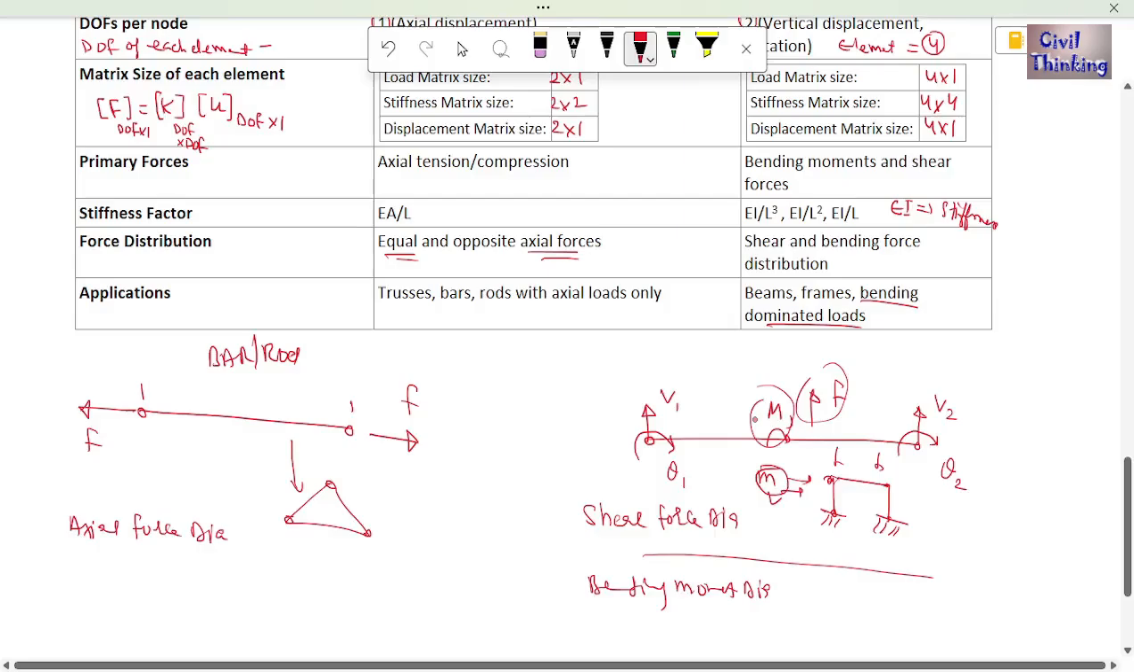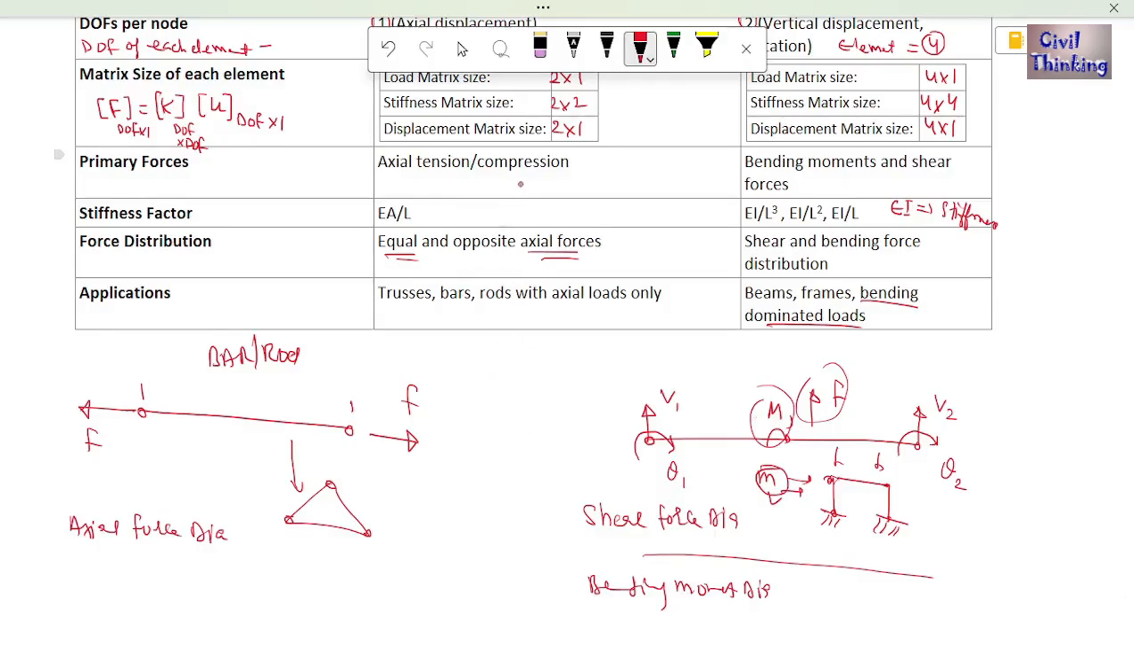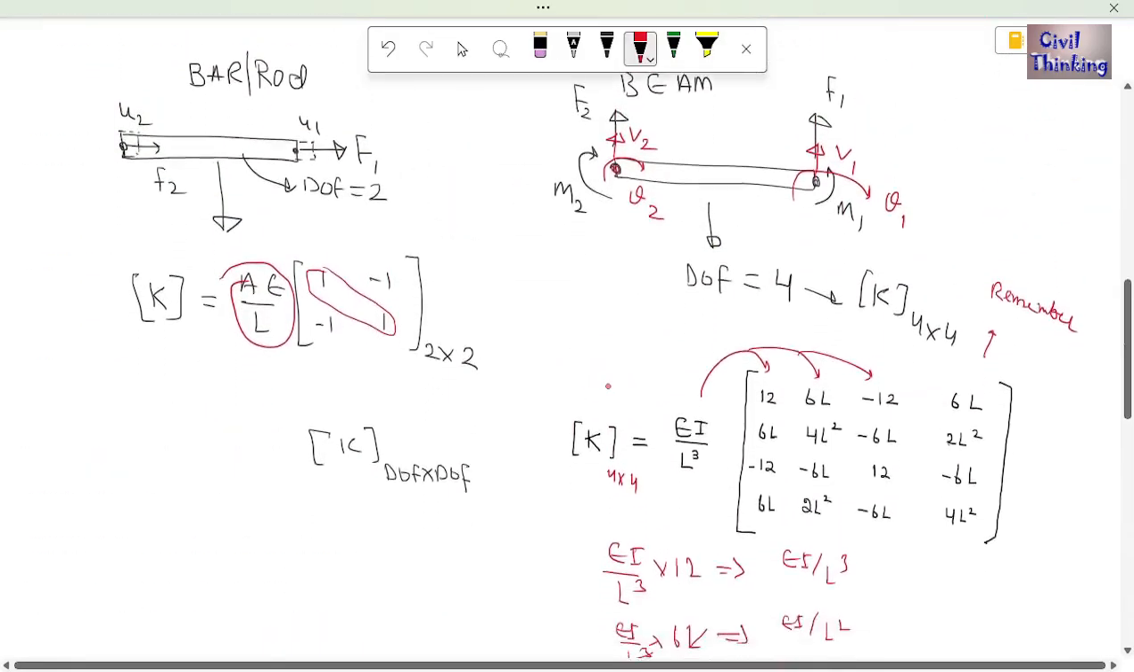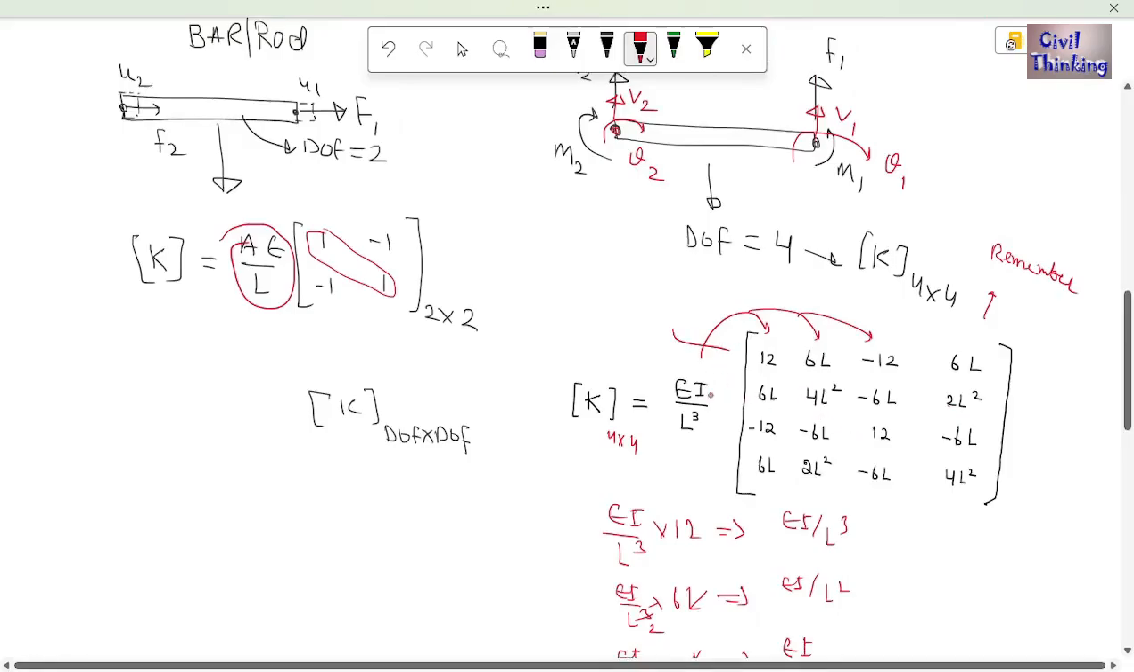So I hope you understand everything. But again, please remember this formula, because we are going to solve problems on this.